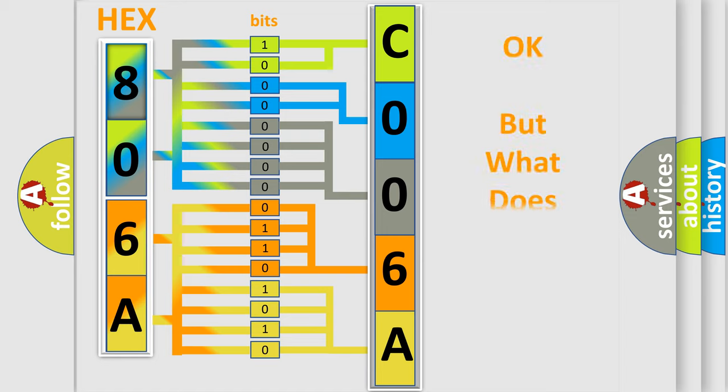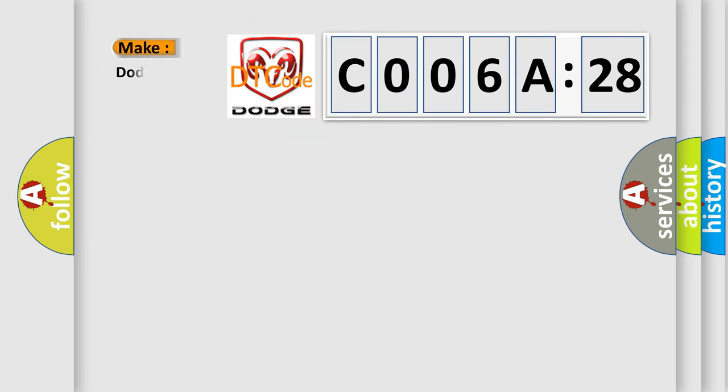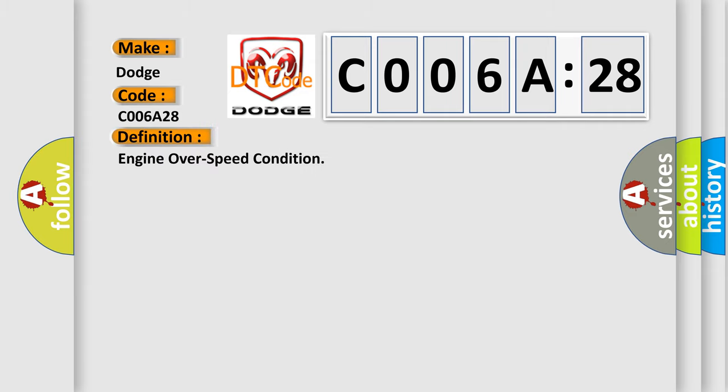The number itself does not make sense to us if we cannot assign information to what it actually expresses. So, what does the Diagnostic Trouble Code C006A-28 specifically interpret for Dodge car manufacturers? The basic definition is engine overspeed condition. And now this is a short description of this DTC code.